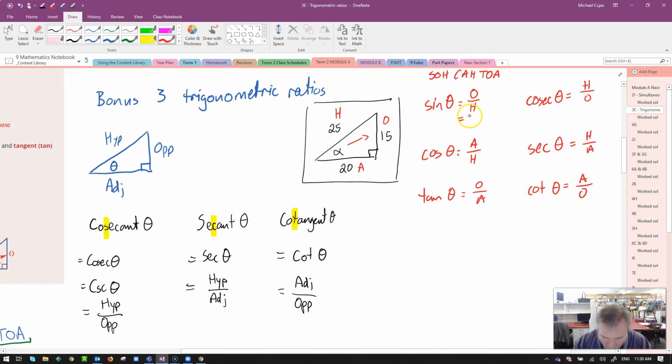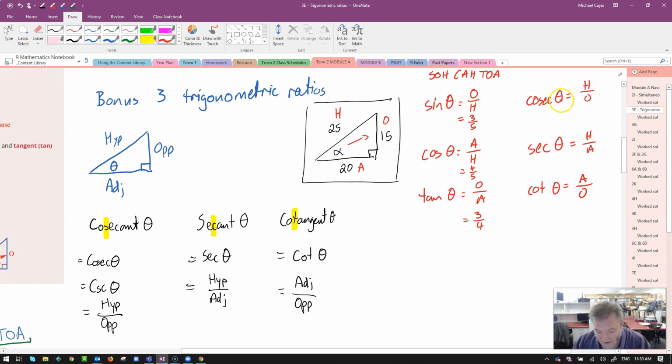There's going to be 15 over 25. I guess I should have just made it a 3, 4, 5 triangle so you didn't need to simplify. So that's going to simplify down to 3 over 5. Adjacent over hypotenuse, 20 over 25, which is going to simplify down to 4 over 5. Tangent of theta, opposite over adjacent, 15 over 20, which of course will simplify to 3 over 4.